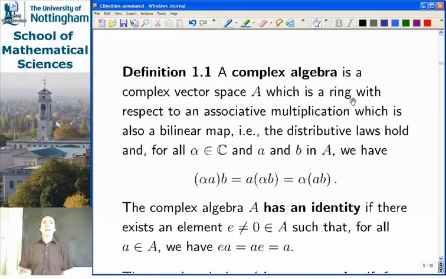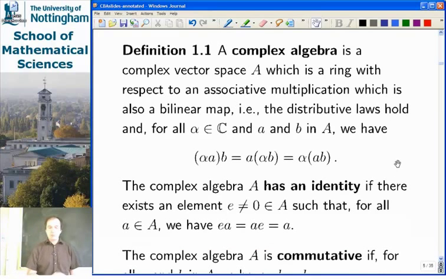So the difference between a ring and an algebra is that it's also a vector space and the multiplication operation is bilinear, which boils down to the following. As well as having the distributive laws and the associative laws and so on, also multiplication works here. Alpha, the complex number, A and B are in the algebra, and you can either multiply A by alpha, or you can multiply B by alpha, or you can multiply the product by alpha. It all ends up being the same thing.